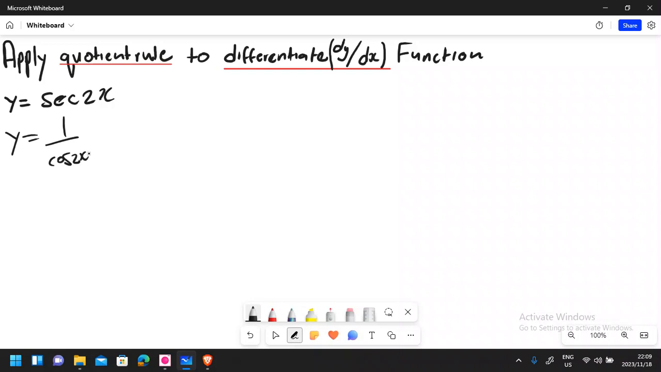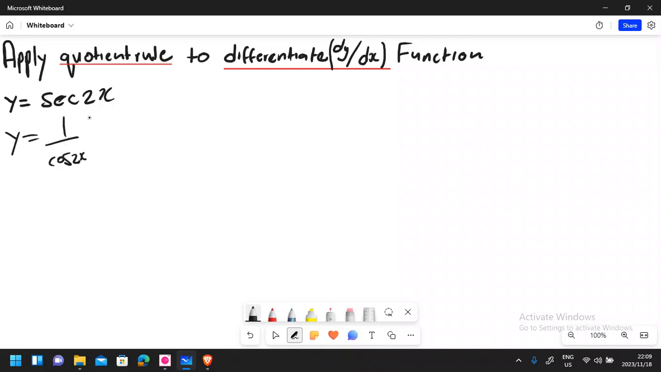cos 2x. Remember guys, if you don't remember the inverses, you can go to this video. Here I explain the inverses. In fact, I do mention all the inverses that are available in the trigonometric chapter there. All right, now the inverse of sec 2x is going to be 1 over cos 2x. Now when it's like this, it's a quotient function.